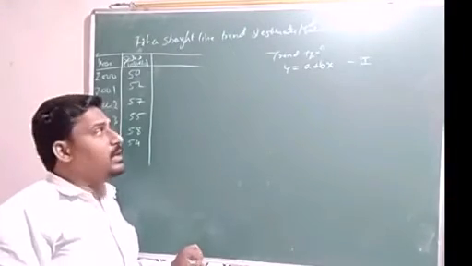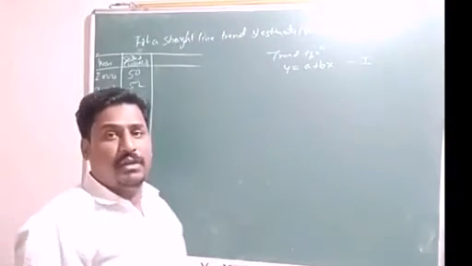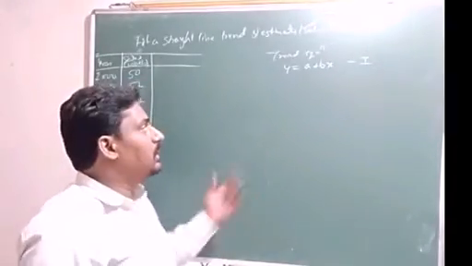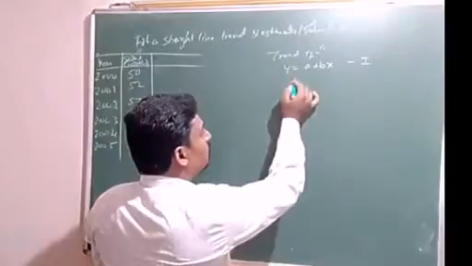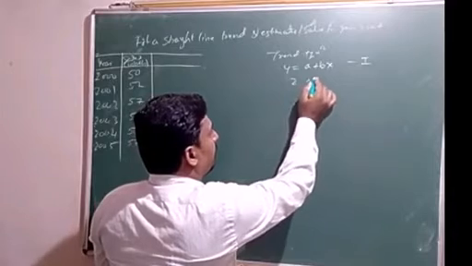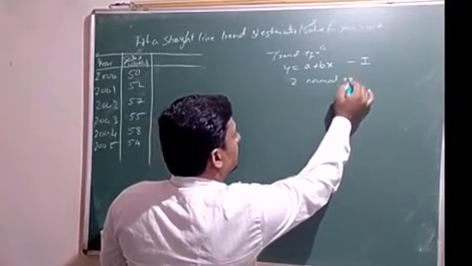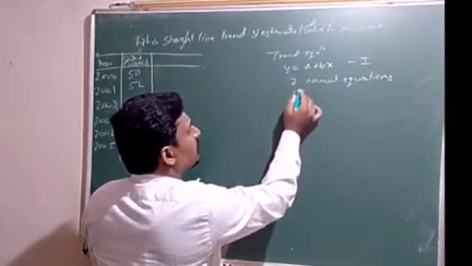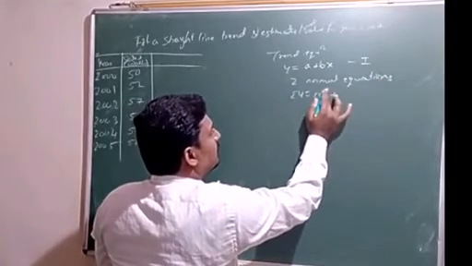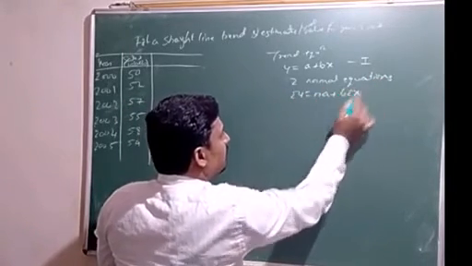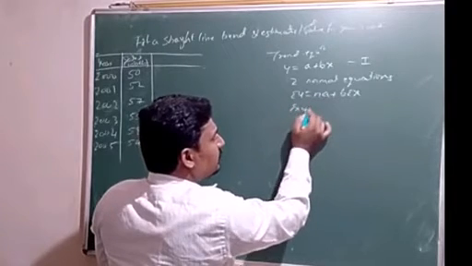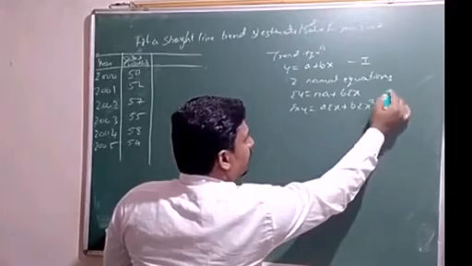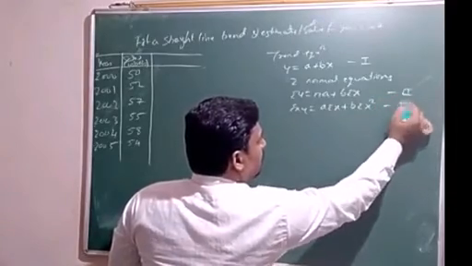To find the two constant values a and b, we have to solve two normal equations. Otherwise it will become difficult to find a and b. So the two normal equations are: summation y is equal to na plus b summation x, and summation xy is equal to a summation x plus b summation x square. So this is the second equation and the third equation.